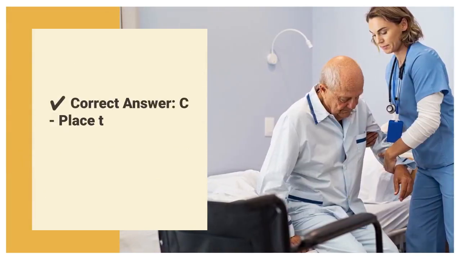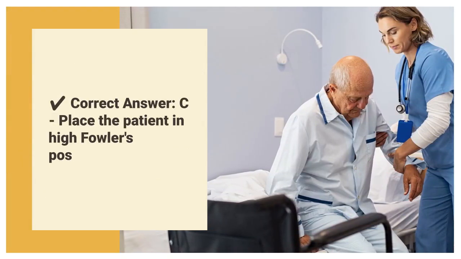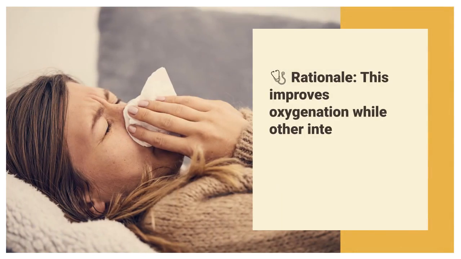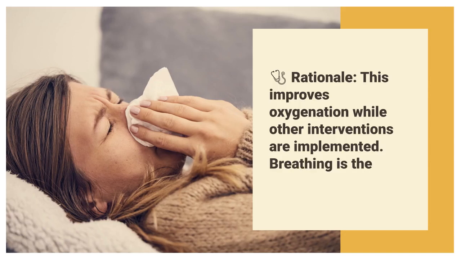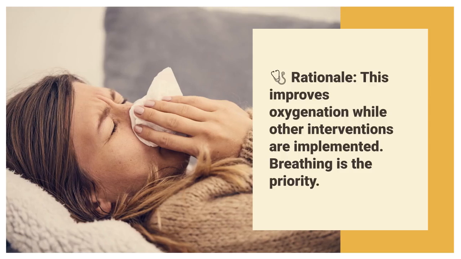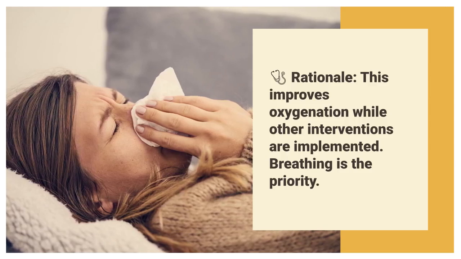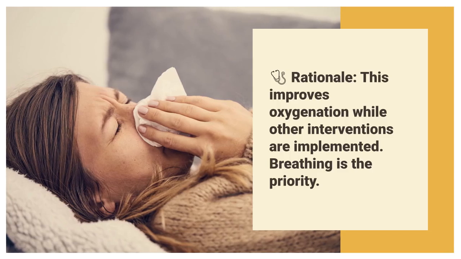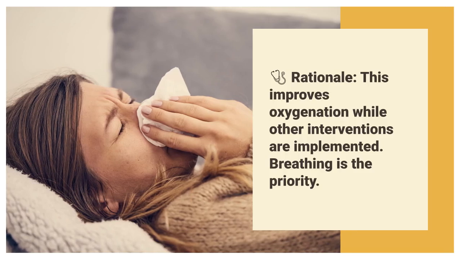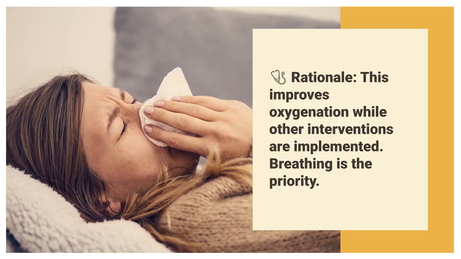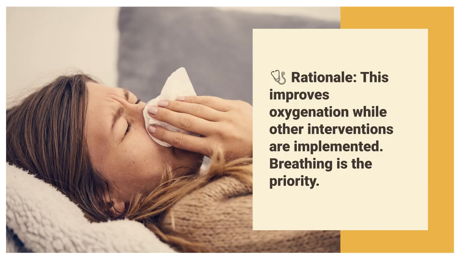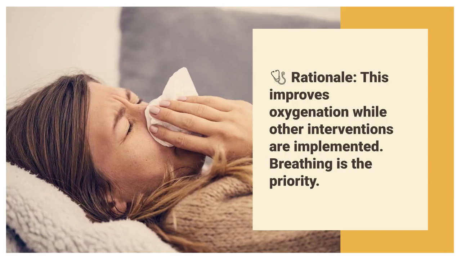Correct answer is C. Place the patient in the high Fowler's position. The rationale here is that this improves oxygenation while other interventions are implemented. Breathing is the priority. So just keep in mind, this is another one where you'd have to know. High Fowler's is usually one of the best positions for respiratory distress. So high Fowler's, and that's going to improve that oxygenation there.